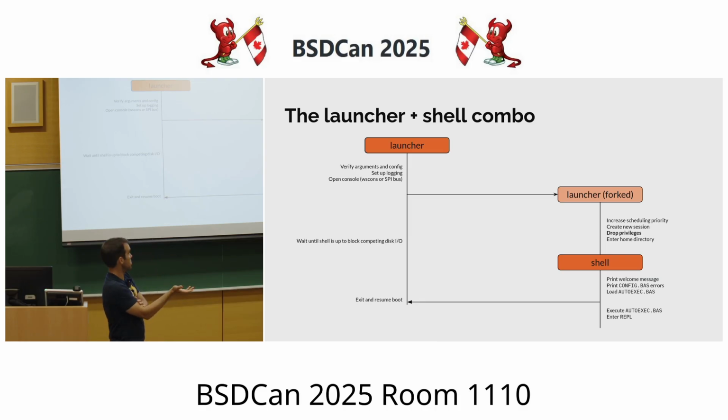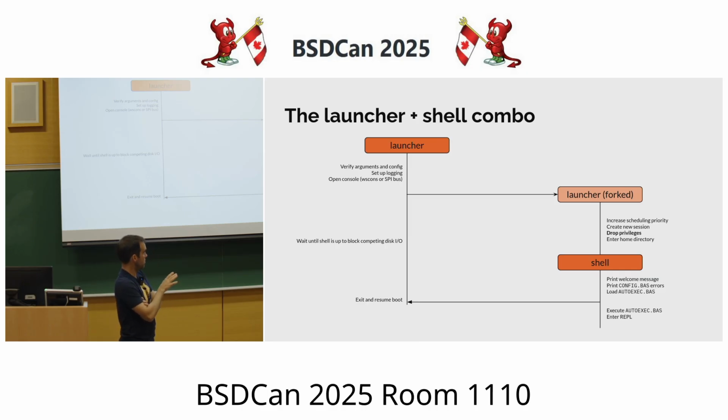So what the launcher does, very simply, is verify arguments, read configuration from the command line, set the login, open the privileged devices that we need, which are the WS display and the keyboard mux, fork itself, and then increase scheduling priority to later try to prevent scheduling events. It creates a new session. It drops privileges, which, again, I'll get to in a second. Enters the home directory, and then it runs the shell.